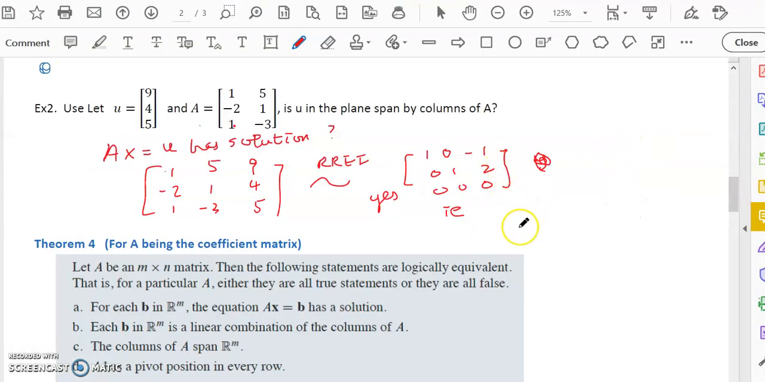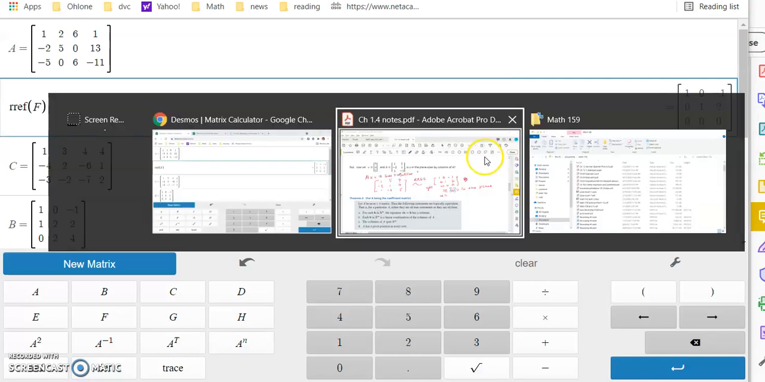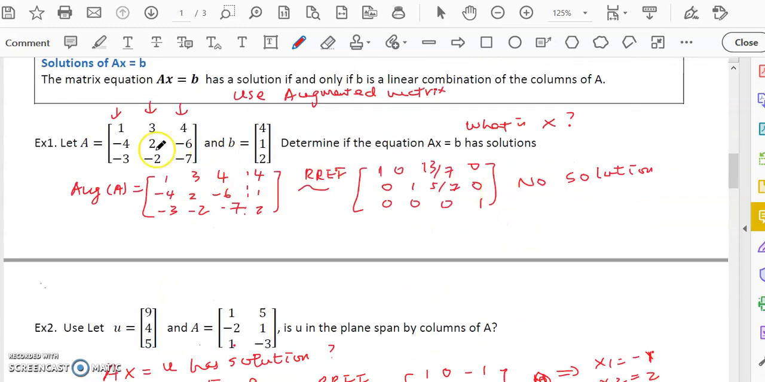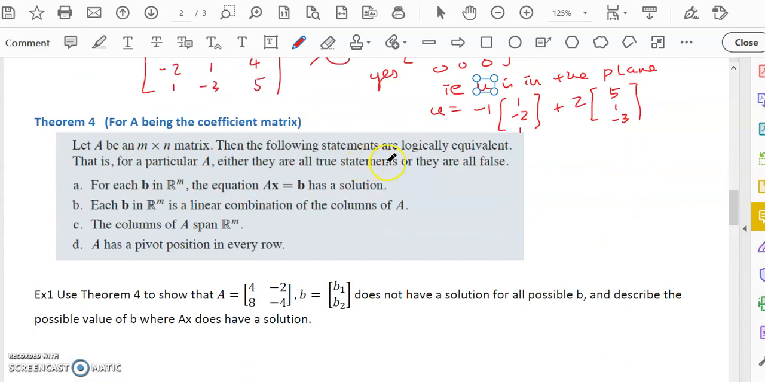So based on the row echelon form, you can say U is in the plane spanned by the columns. Actually, U is negative 1 times the first one, 1 negative 2 1, and also 2 times the second one. So these two are the answer: x1 equals negative 1, x2 equals 2. These are the weights of the columns, so it is in the span. You can see that solving a matrix equation is actually solving a linear combination.